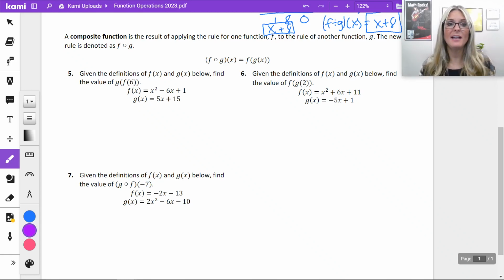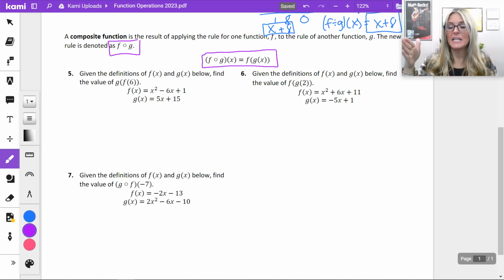Second part of our lesson, a composite function is the result of applying the rule from one function, maybe f, to the rule of another function, maybe g. And that new rule is denoted as f with this open circle, g. That's the notation. It's read f of g. And so we're going to be using this concept here. f of g of x is equal to f of g of x. So you might prefer to look at one of those notations versus the other. They mean the same thing. So I'll show you here.